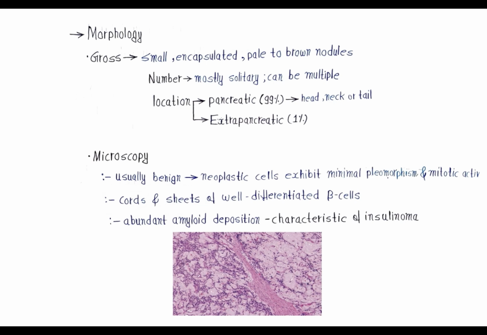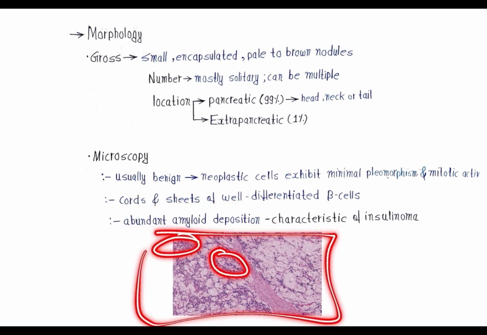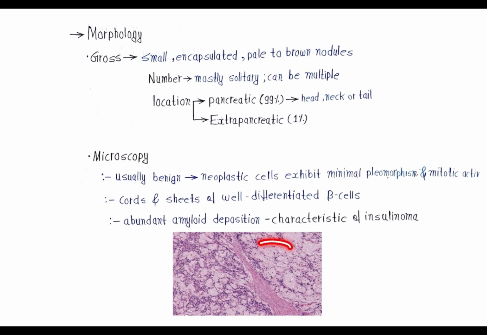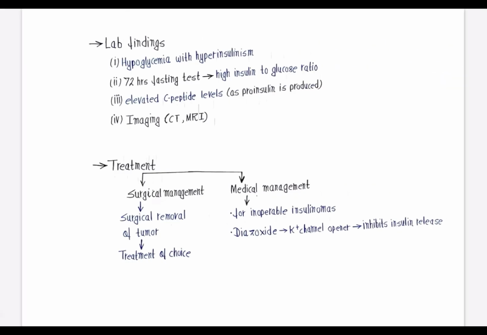And another characteristic feature seen in case of insulinoma is abundant amyloid deposition. So you can see in this diagram, there are cords and sheets of cells, and there is abundant eosinophilic amyloid deposition, right? Then coming to lab findings. In the patients of insulinoma, there will be hypoglycemia along with hyperinsulinism, right?